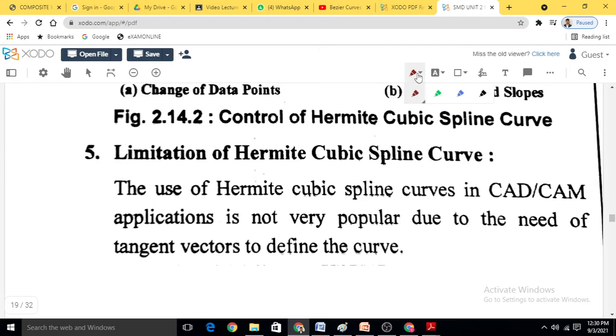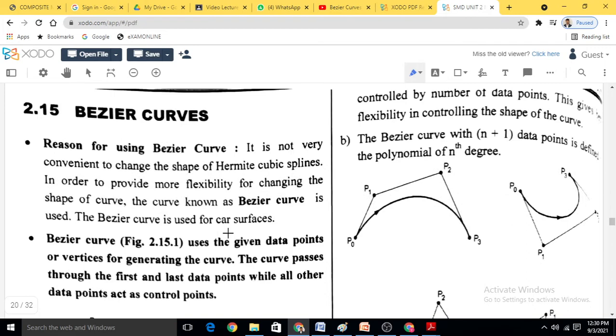So that's why generally the cubic Hermite spline curve is not used in a CAD/CAM application. Okay, so which are the curves that we can use in a CAD application? That is the Bezier curve. So see here, the reason to use a Bezier curve. Why do we need to use a Bezier curve?